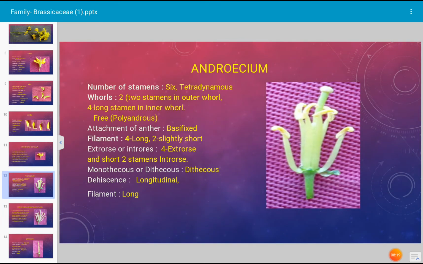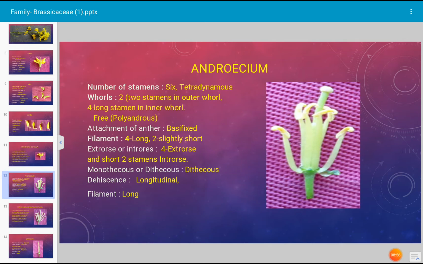This is the androecium. What is androecium? Androecium is the male part of the flower. All the stamens together are known as androecium. Androecium consists of stamens. In this mustard, there are 6 stamens. 2 stamens are situated in the outer whorl and 4 stamens are situated in the inner whorl. There are 2 whorls of stamens.